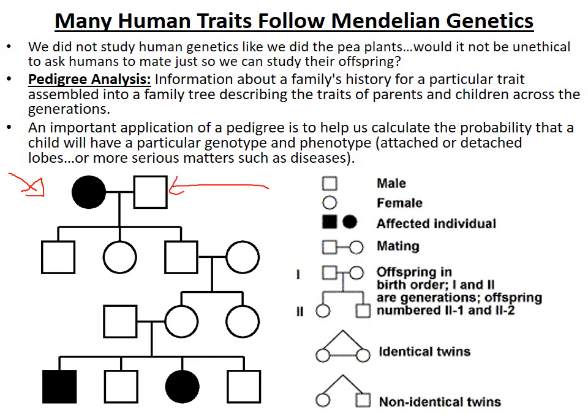So if you have a square, that means you have a male. And if you have a circle, that means you have a female. Now you'll notice there's different colors. That's the next area. So you might have non-shaded or just white, or shaded or colored in black. The black means that the individual has the condition that you are studying. That could be a disease, it could be just a characteristic.